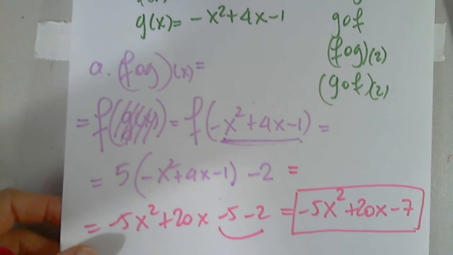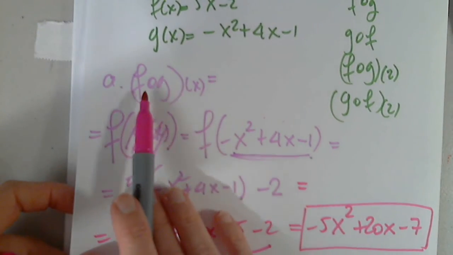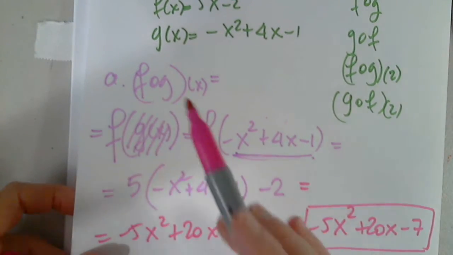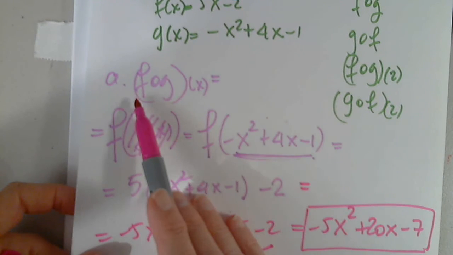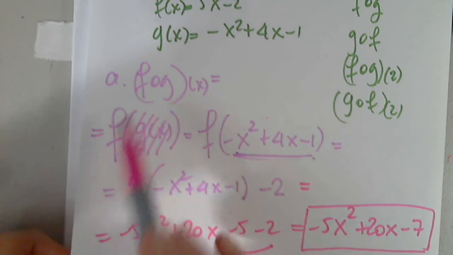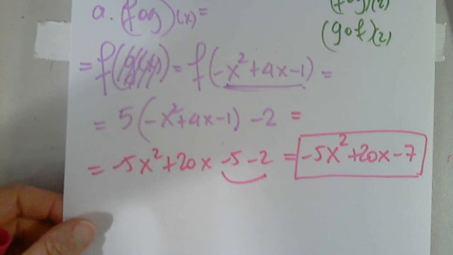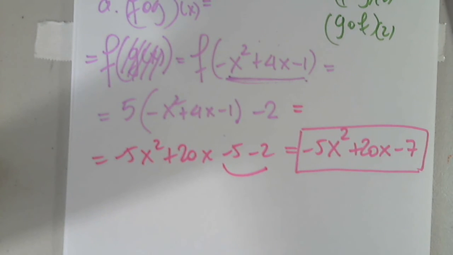What is this? This is the function composition of f and g. g is the inner function and f is the outer function. At some point in time, we talked about the inner and the outer. Well, I guess, no, we didn't do that yet. Sorry.